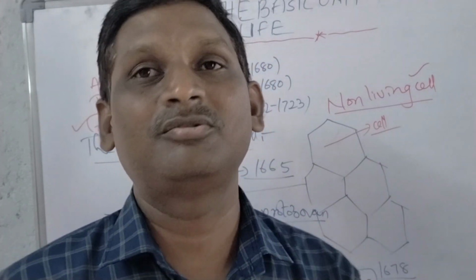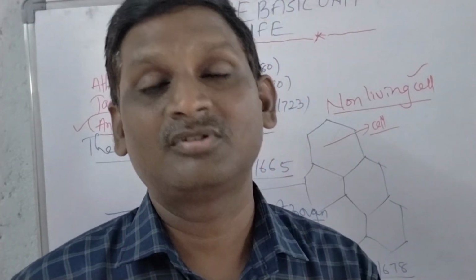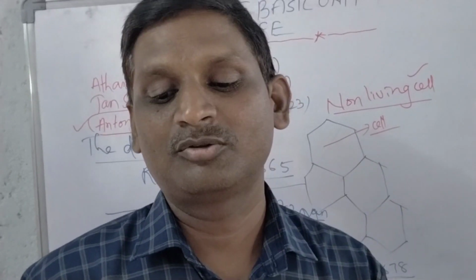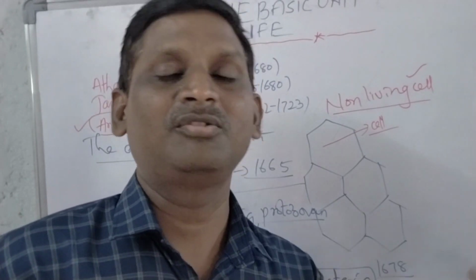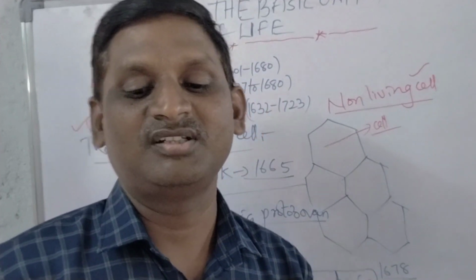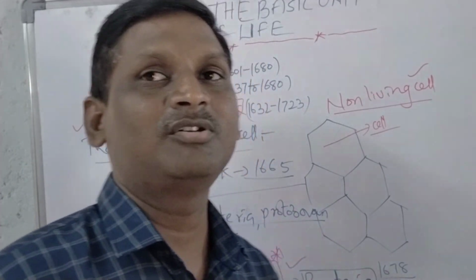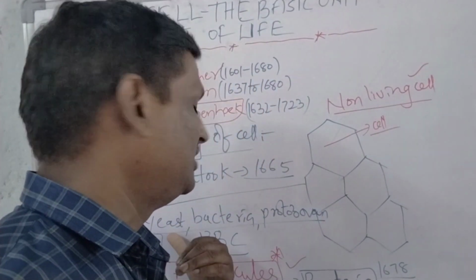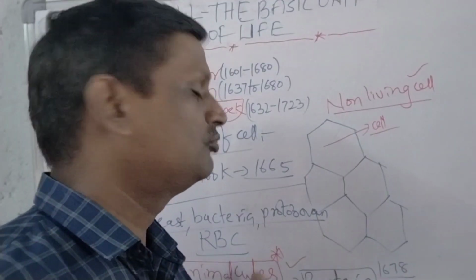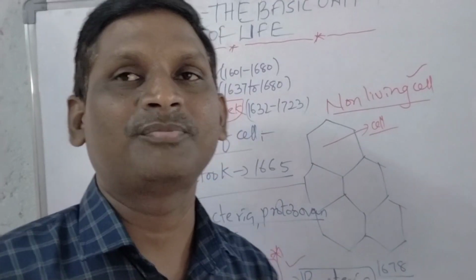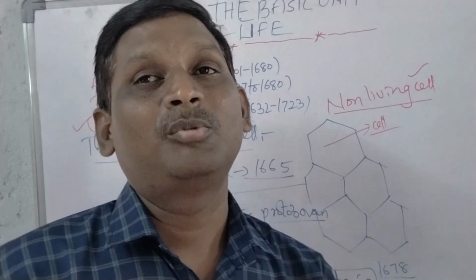The non-living cell was observed by Robert Hooke, whereas the living cell was observed by Anthony van Leeuwenhoek with the help of a single lens microscope. These living creatures he later called animalcules, and also bacteria. So what are the different types of creatures observed by Anthony van Leeuwenhoek? Yeast cells, a single celled fungi, bacteria and protozoans, and also the RBC. And the non-living cell was discovered by Robert Hooke.